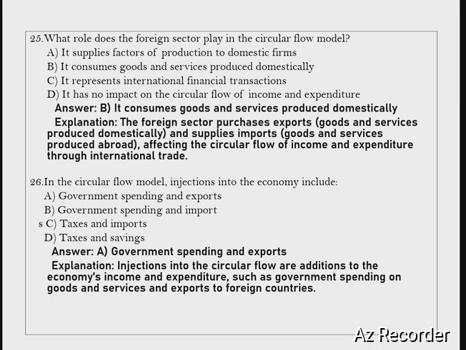international trade. Next question is, in the circular flow model, injections into the economy include: option A, government spending and exports; option B, government spending and imports; option C, taxes and imports; option D, taxes and savings. Correct answer is option A. Its explanation is injections into the circular flow are additions to the economy's income and expenditure, such as government spending on goods and services and exports to foreign countries.